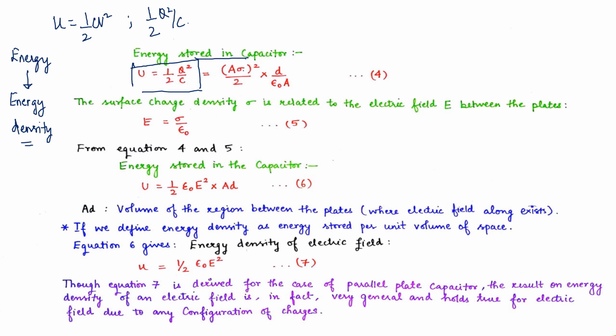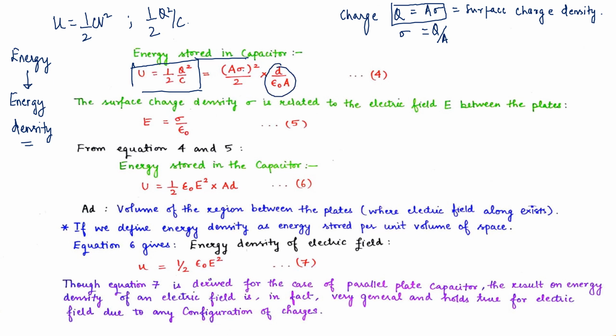So here, see, charge Q is defined as area into sigma, where sigma is surface charge density. How come? Surface charge density is defined as charge per unit area. Rearranging, we get the value for the charge. Now, what about this then? This is from the capacitor. Capacitance is given as epsilon naught A upon D.